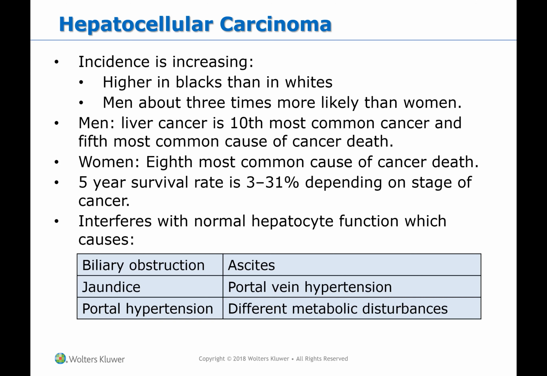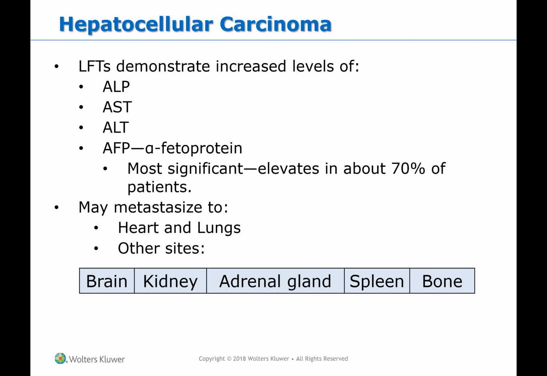It interferes with normal hepatocyte function, which causes biliary obstruction, ascites, jaundice, portal hypertension, and different metabolic disturbances. LFTs demonstrate increased levels of ALP, AST, ALT, or AFP. And they may metastasize to the heart and lungs, but they can also metastasize to brain, kidney, adrenal gland, spleen, and bone. Because the liver supplies everything, so it's going to spread out.